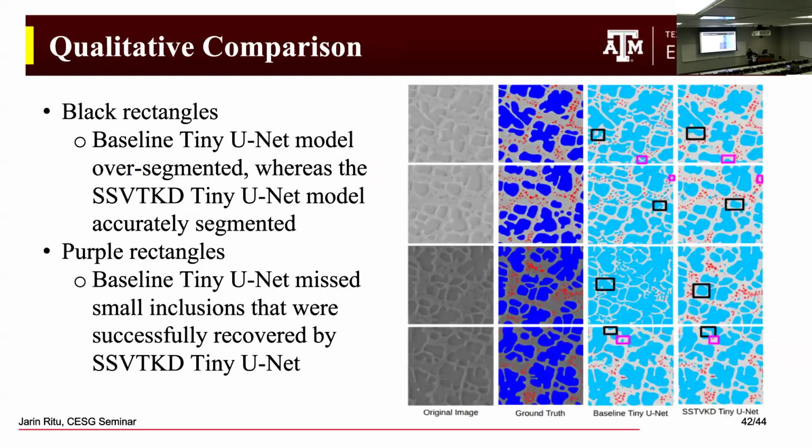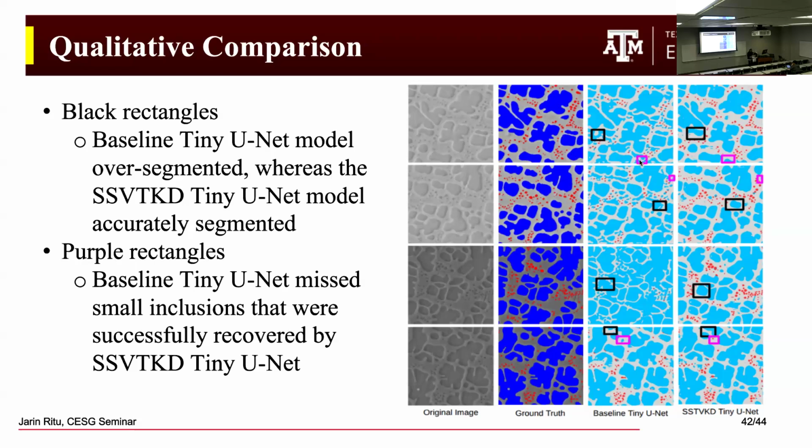I also have a visual representation of the segmentation so that we can see it qualitatively. The first column is the original image, the second one is the ground truth, then this one is how the tiny UNet performed, and this one is how the performance increased after doing distillation. If you see the black boxes here, the student over-segmented some regions, but after distillation, it did the segmentation perfectly for this small object, this blue object.